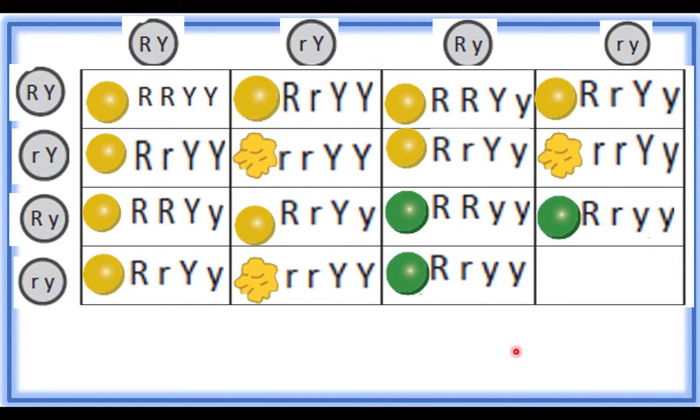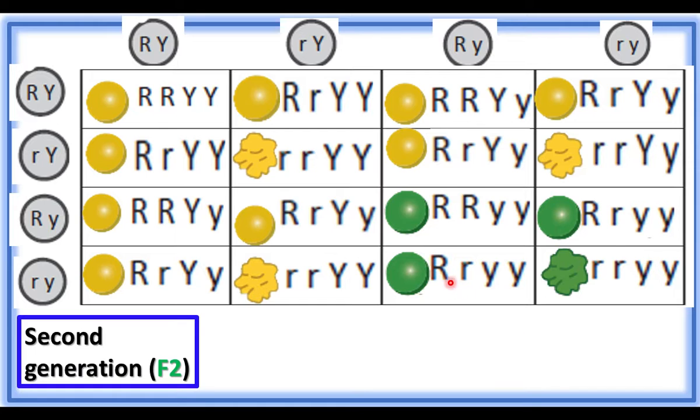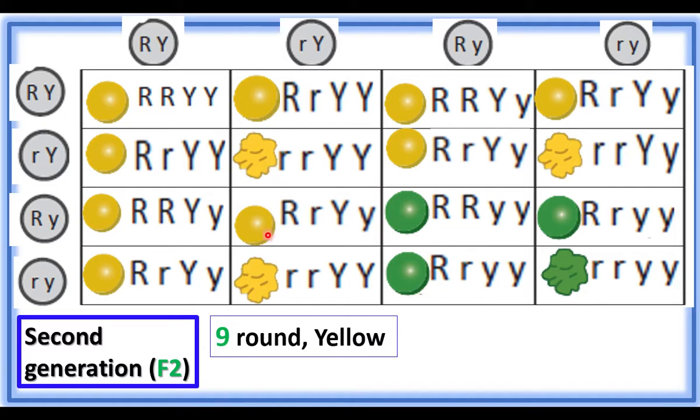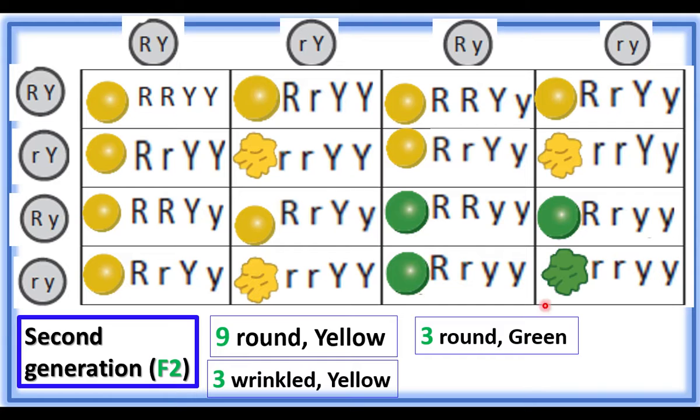Last one, small r, small y, small y. Both recessive character. The phenotype, that is the character, is wrinkled green. Only one wrinkled green. Out of 16 combinations, only one is wrinkled green. The F2 generation, when the seeds are grown into plants, 9 F2 plants, 1, 2, 3, 4, 5, 6, 7, 8, 9. 9 F2 plants were round yellow. And 3 F2 plants were wrinkled yellow. And another 3 F2 plants were round green. Only one F2 plant was wrinkled green.